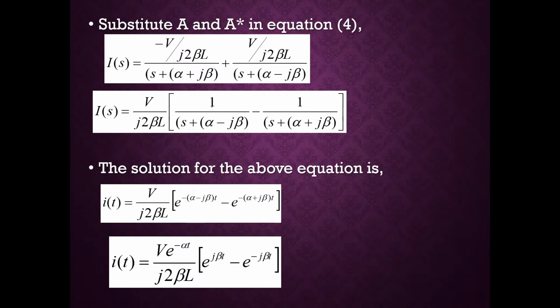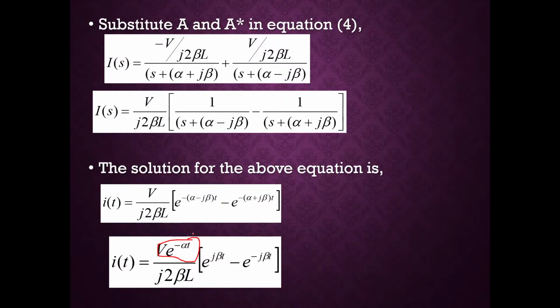So inverse Laplace of 1 by s plus a, you will get exponential to the power of minus a t. So I of t is equal to v by 2 j beta l into e to the power of minus alpha minus j beta t minus e to the power of minus alpha plus j beta t. Now here also if you observe, e to the power of minus alpha is the same in both, so you can take e to the power of minus alpha t common.